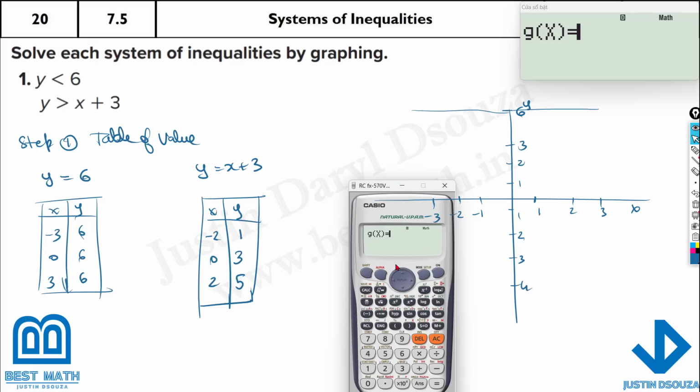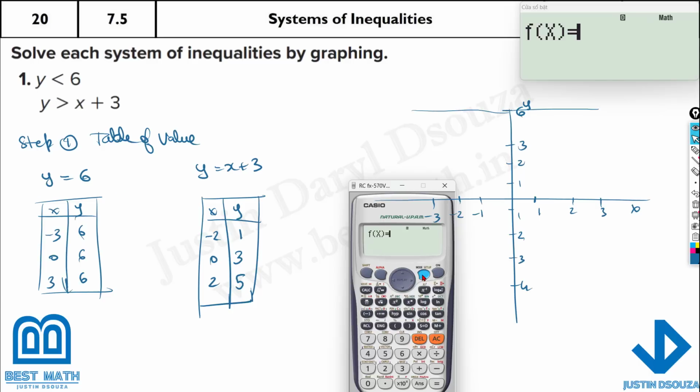Most of your calculators may not have this option. If you have, just press equal to. Start it at, anyway, -3. I'll just start at -3. I'll end it at 3. Let me give the step of 1. I've not taken all these values, but these are all the values you can get. Everywhere, y value is 6 because the equation is just y equals 6.